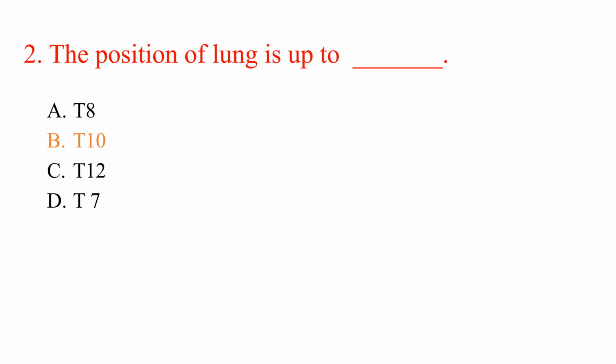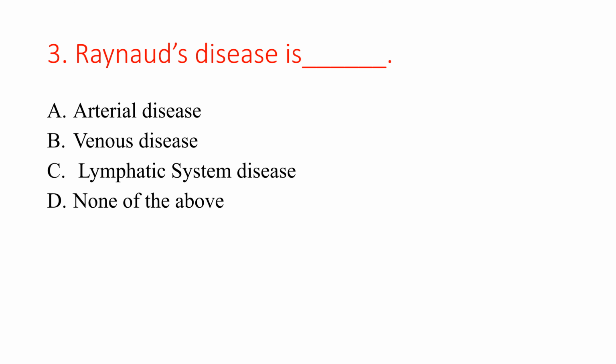Let's see number 3. Raynaud's disease is dash. A. Arterial disease, B. Venous disease, C. Lymphatic system disease, D. None of the above. The answer is A, that is arterial disease.